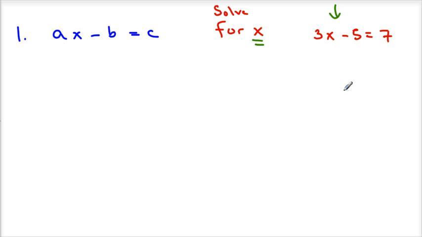This is 3x minus 5 equals 7. This is just a normal two-step equation, and you're solving for x. How would you solve this equation? It's 3x minus 5 equals 7. What would you do first?